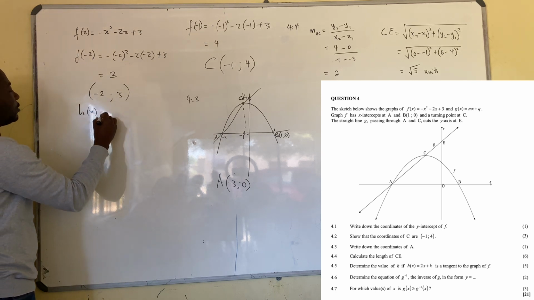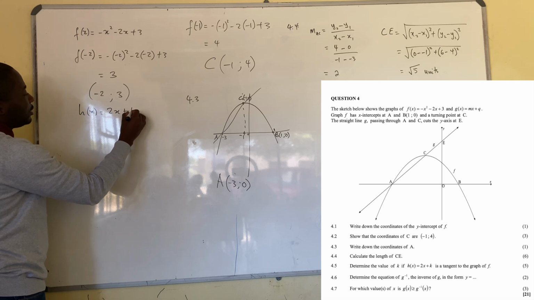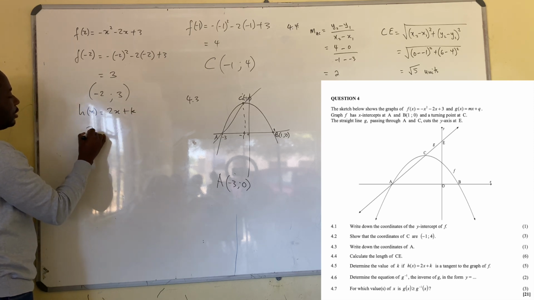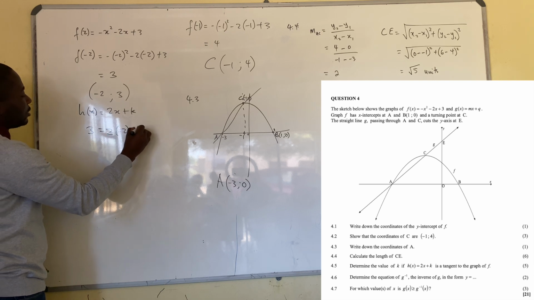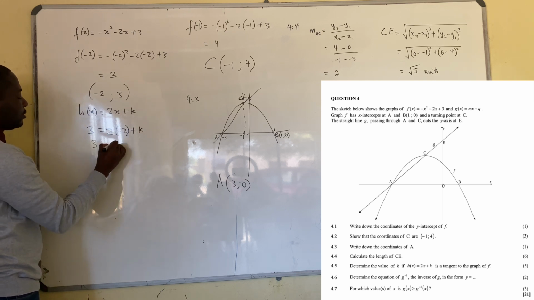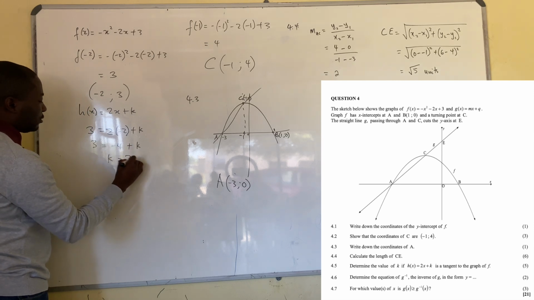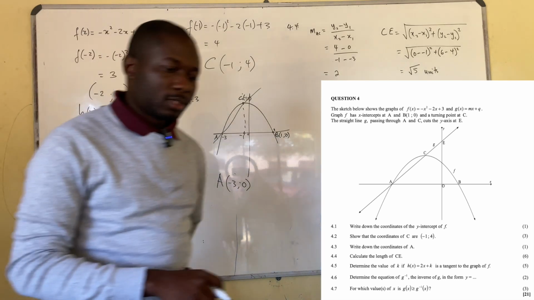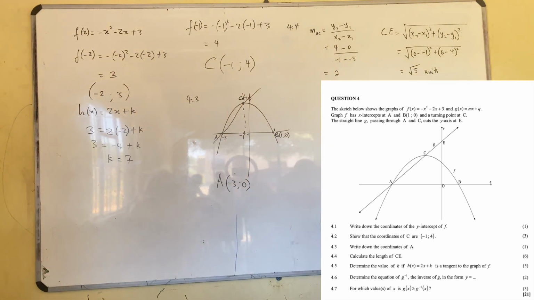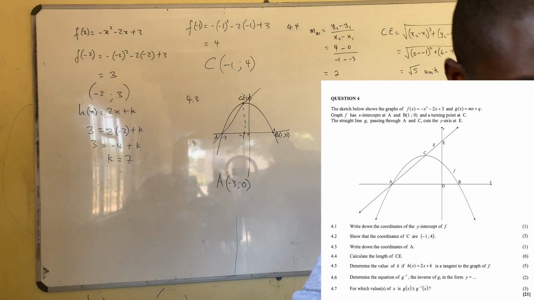h of x is equal to 2x plus k. So y, which is 3, is equal to 2 times negative 2 plus k. So 3 is equal to negative 4 plus k. k is equal to 7. So the question wanted k, the value of k, yes. Are we fine there? Yes. Good.